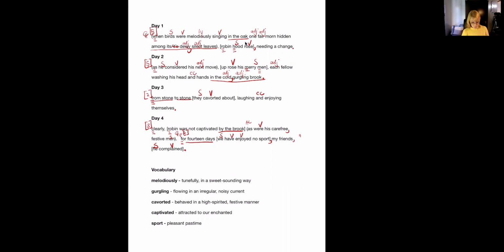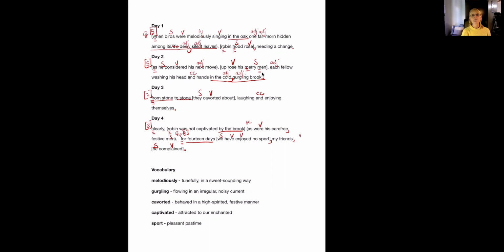On day 2, no indent, we're still talking about this new morning and Robin Hood, what he's doing. So we are going to capitalize the first word in the sentence. This is an adverbial opener. We call this a number 5 opener. "As he considered his next move," that's our adverbial clause. We have an adjective describing the move. It's "next." We need a comma and it's there.